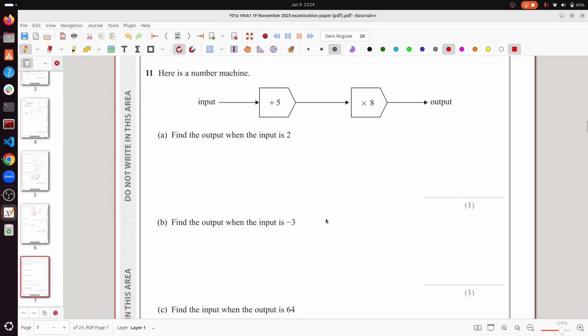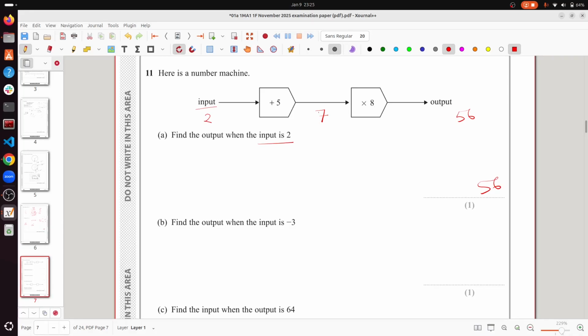Okay, this is on most of the foundation exam papers now. You always see this question, so this is a good topic to know. So now our input is 2. So we have 2 plus 5 that produces 7. And then we have 7 times by 8 that produces an output of 56.